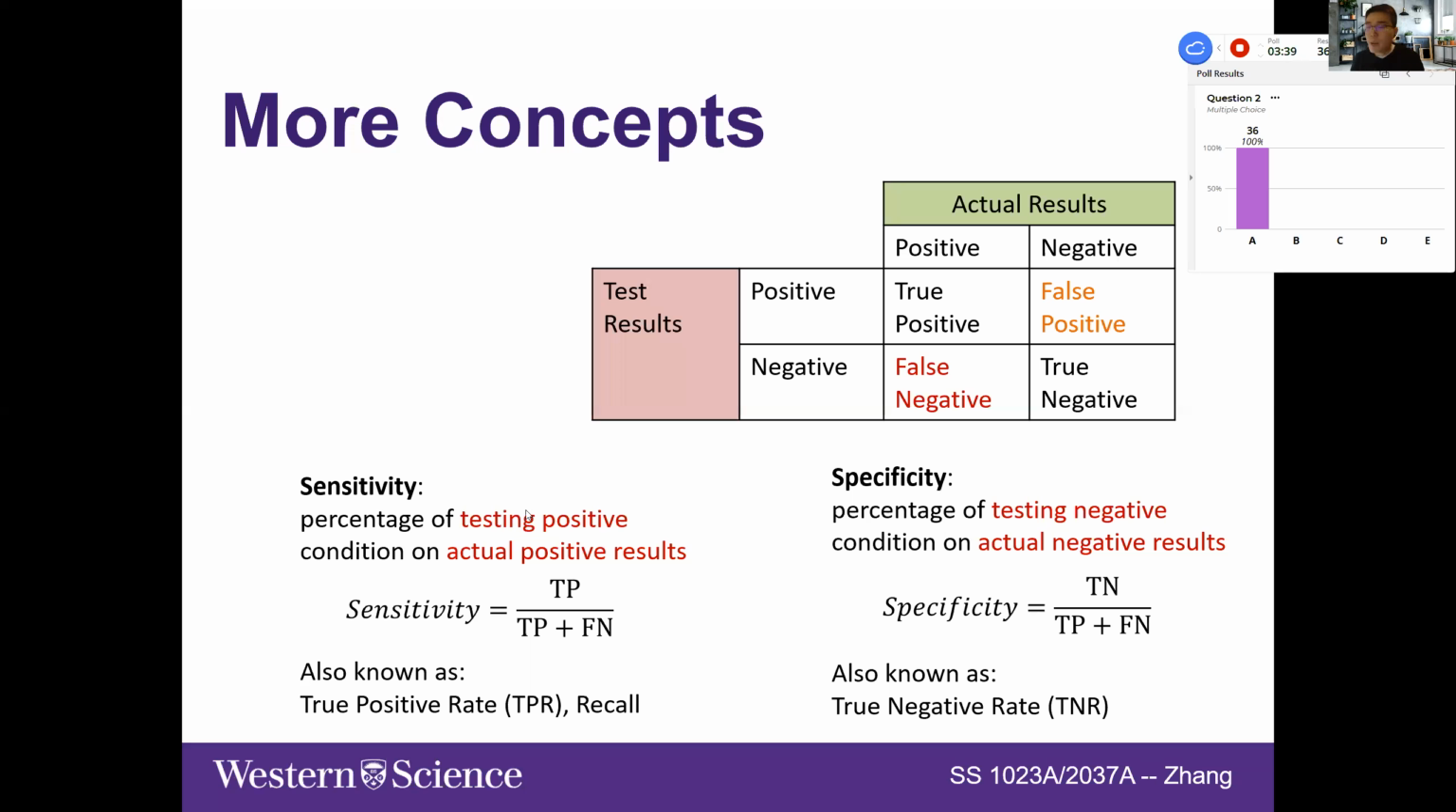So any questions so far about the test and the confusion matrix? Why the denominator of the specificity? Oh, I'm sorry, this is actually a typo. Because we are conditioned on the actual negative results, the denominator should be false positive plus the true negative. Thank you for catching that. So this is a typo over here. Yeah, good catch. Any other question?